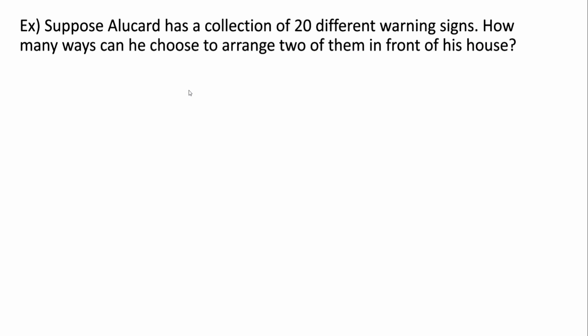Let's see one more example. Again, I would suggest pausing the video, try to figure it out on your own, then hit play to see me go through the answer. Suppose Alucard has a collection of 20 different warning signs. How many ways can he choose to arrange 2 of them in front of his house?